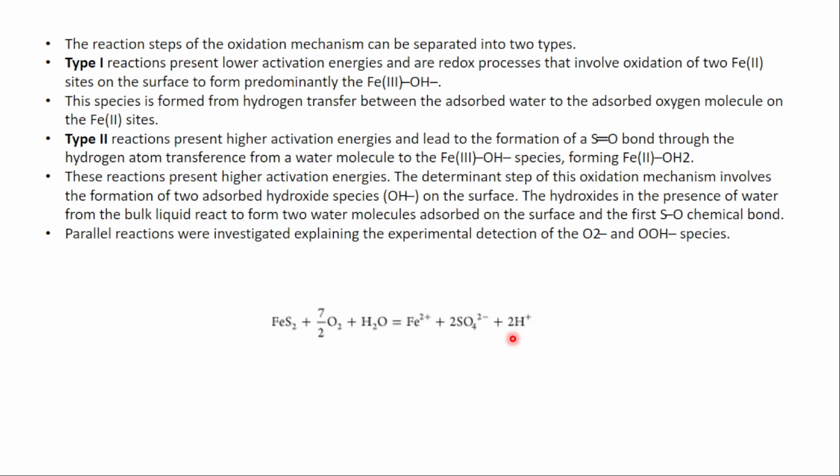Is it clear to the students? So dissolution of FeS2 in water can produce H2O2, can produce sulfate SO4 2-, can also produce Fe2+ and Fe3+, but cannot produce H minus or hydride ions. Is it clear to the students?